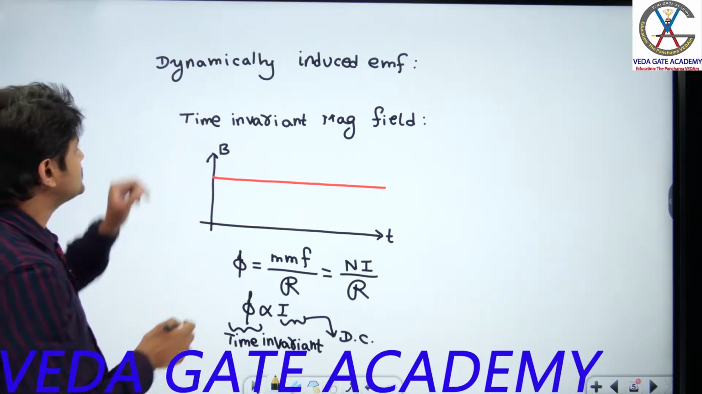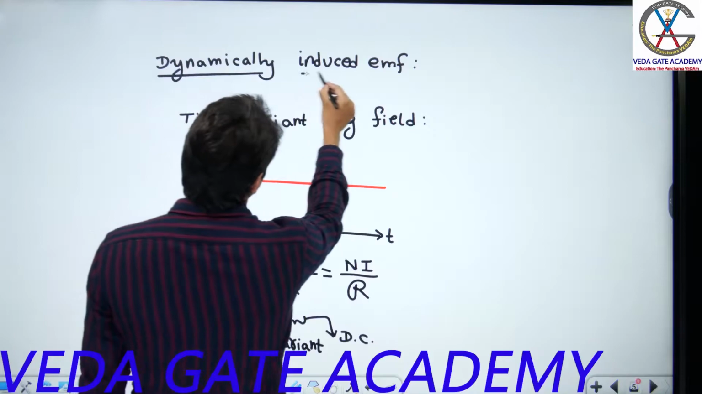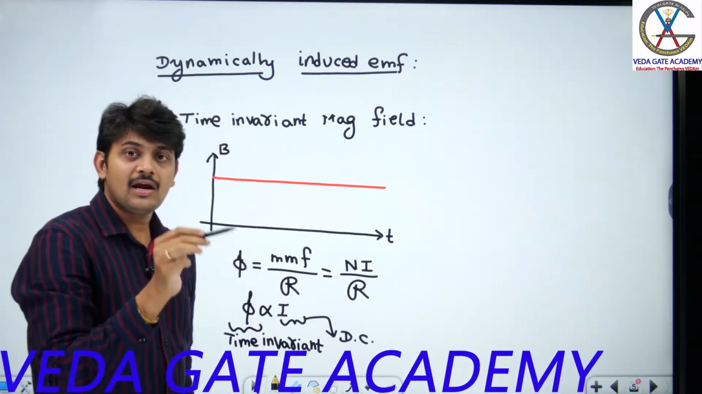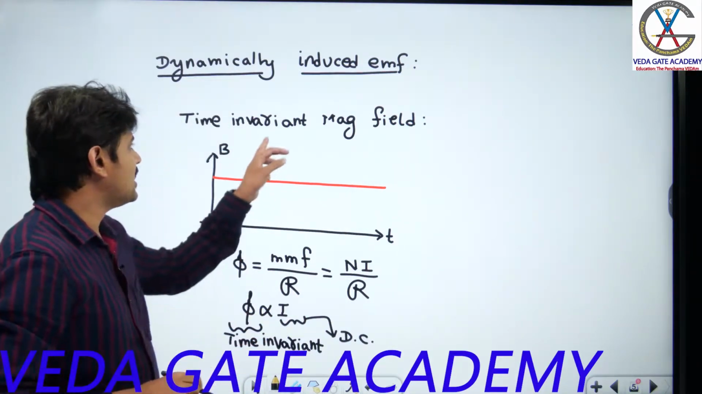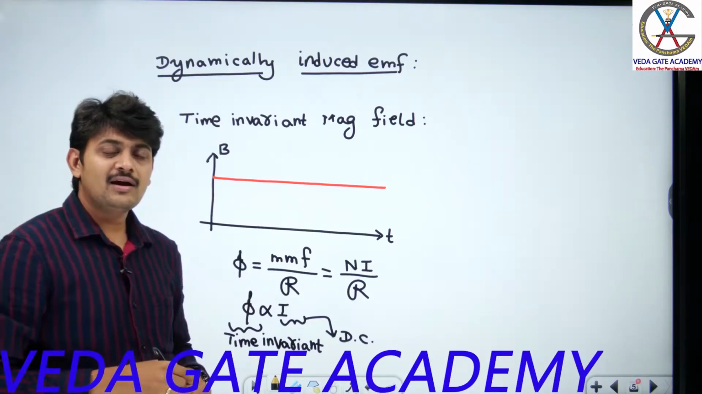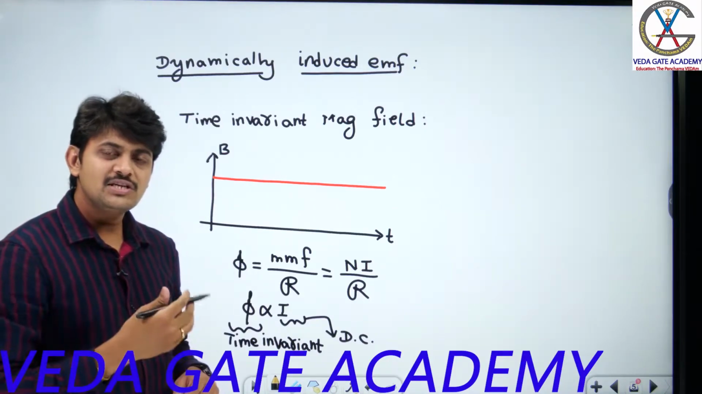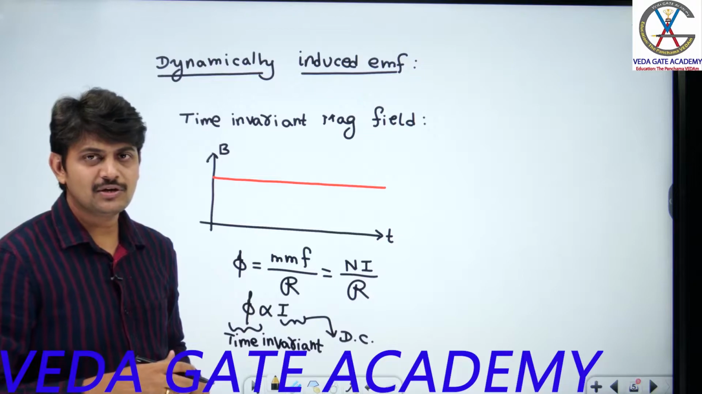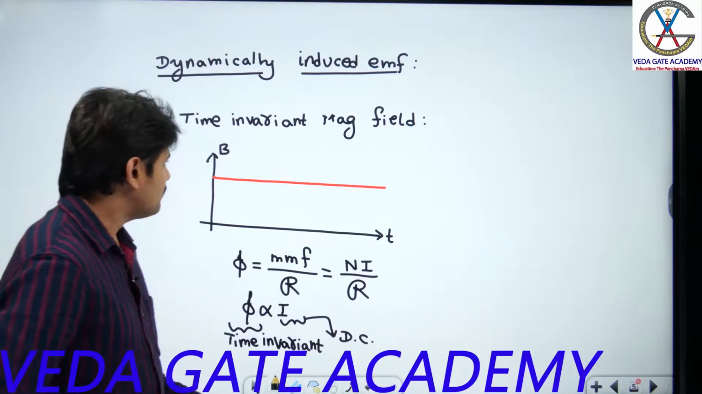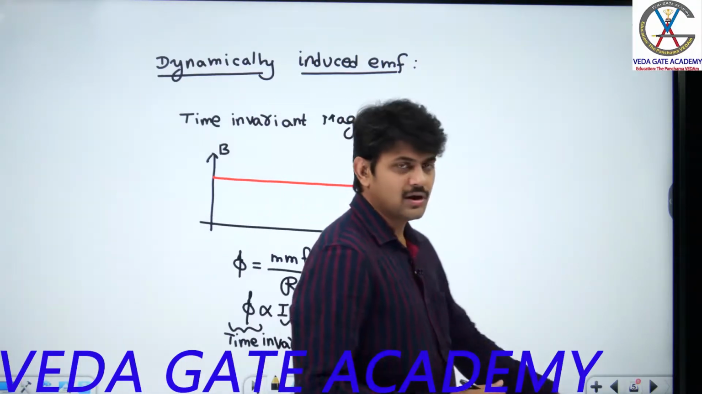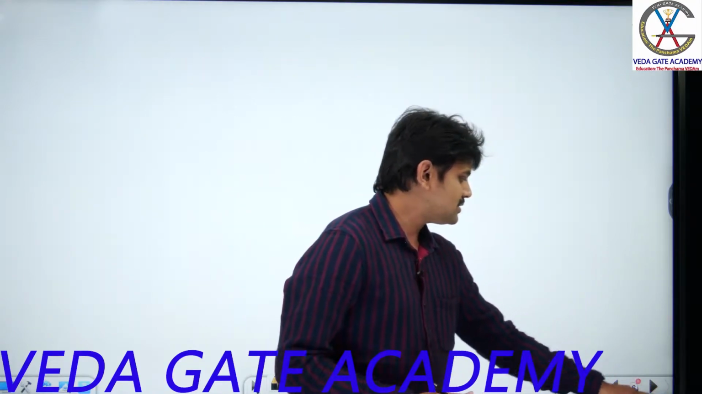So now if you see the definition of dynamically induced EMF, what is the definition? Whenever a conductor is moving inside a time invariant magnetic field, then the conductor will experience a change in flux linkages and EMF gets induced across the conductor. Now we will try to understand more about this particular dynamically induced EMF.